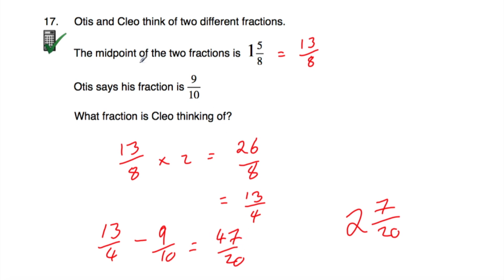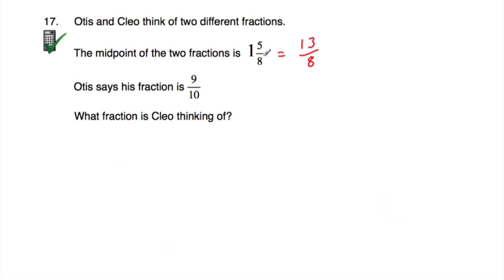And that's it. So to do that question, normally to find the midpoint of two fractions, we add them together and divide by 2. So we multiplied the midpoint by 2 to begin with, and we took away one of the fractions, and we found the answer to be 2 and 7/20, or 47/20. Okay, let's have a look at our other approach.